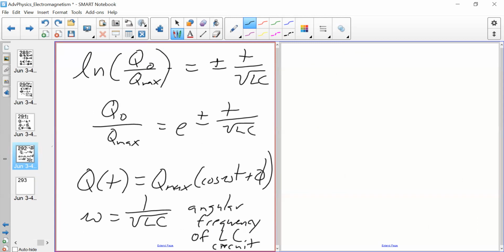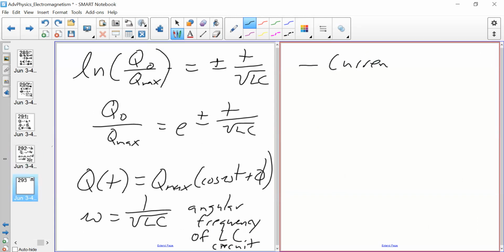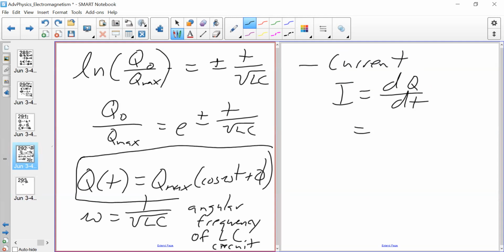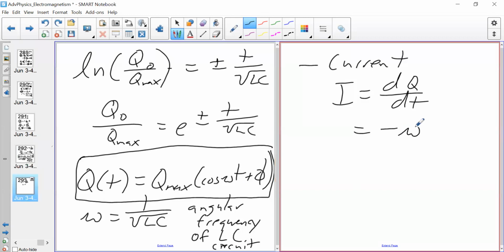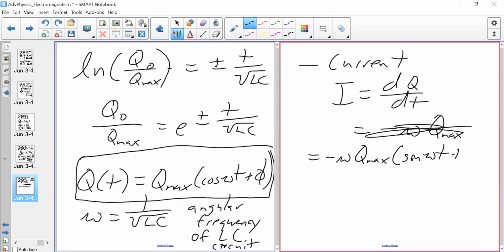Now the current is going to be the time rate of change of the charge, dq dt. Again, a chain rule operation on this function. The derivative of cosine is negative sine. So we're going to do chain rule, taking omega out, and it's negative omega q max sine omega t plus phi.